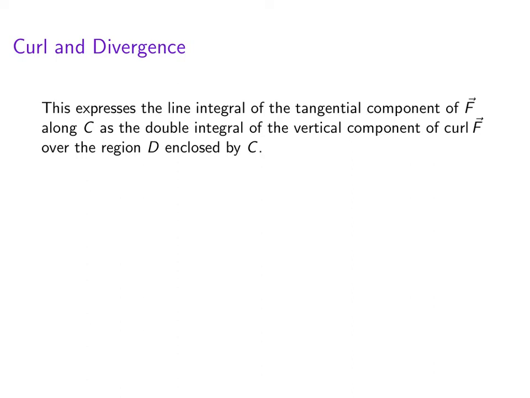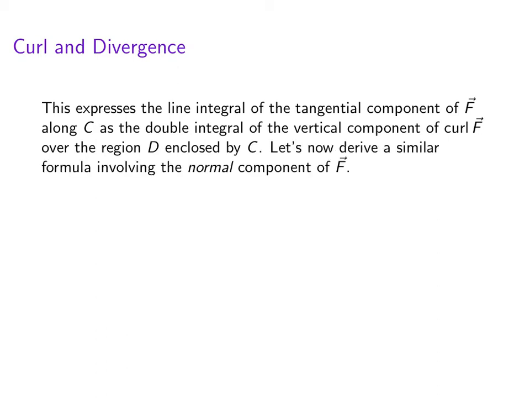So this expresses the line integral of the tangential component of F along the curve C as the double integral of the vertical component of curl of F over the region D enclosed by C. Now, if you keep this in mind, as we move forward and talk about Stokes' theorem in a couple of sections, this will come back into play. So what we'd like to do now is derive a similar formula involving the normal component of F. We just dealt with the tangential component of F, now the normal component of F.